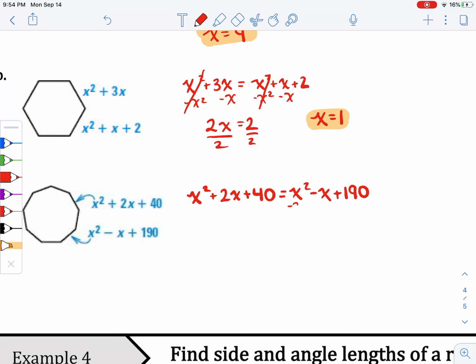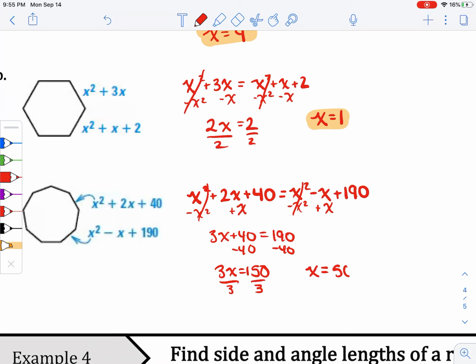So now when I solve for x, when I subtract x squared from both sides, it's just gone. Here I'm going to add x to both sides. So I have 3x plus 40 equals 190. Subtract 40 from both sides. So I get 3x equals 150. Divide both sides by 3. So I get x equals 50. Again, I don't need to plug this back in because this just asked for me to solve for x.